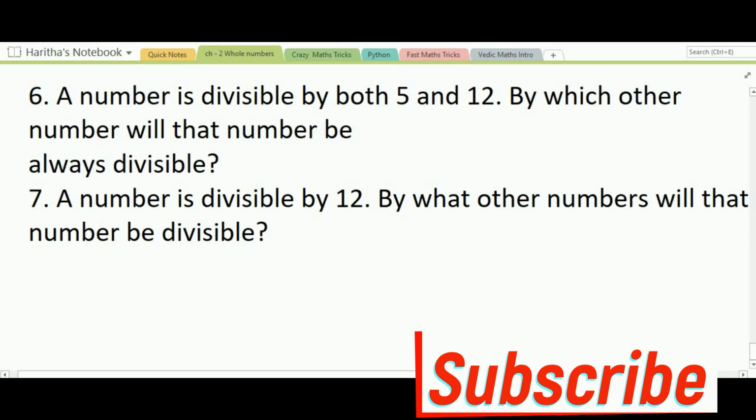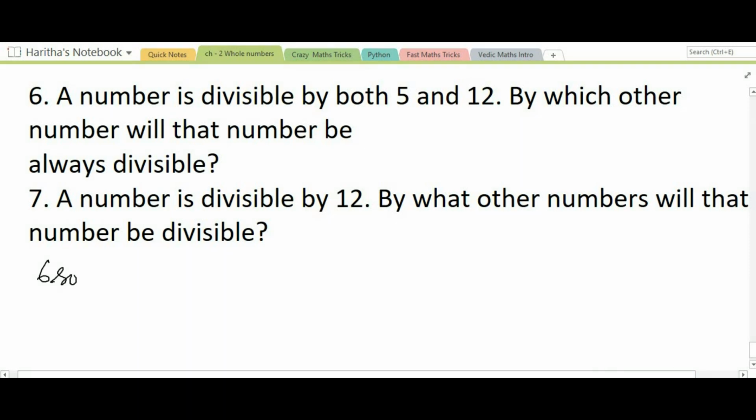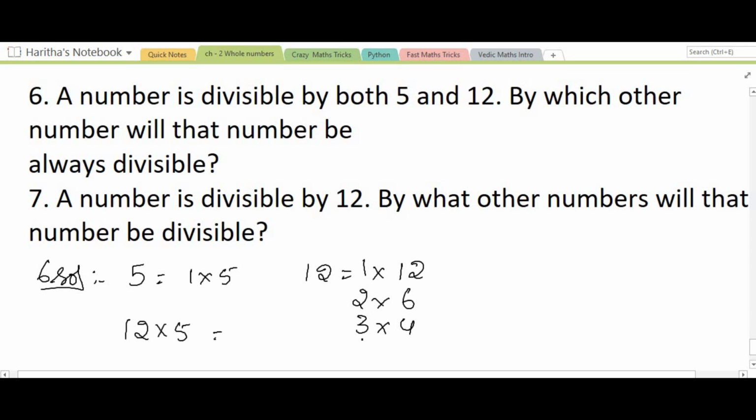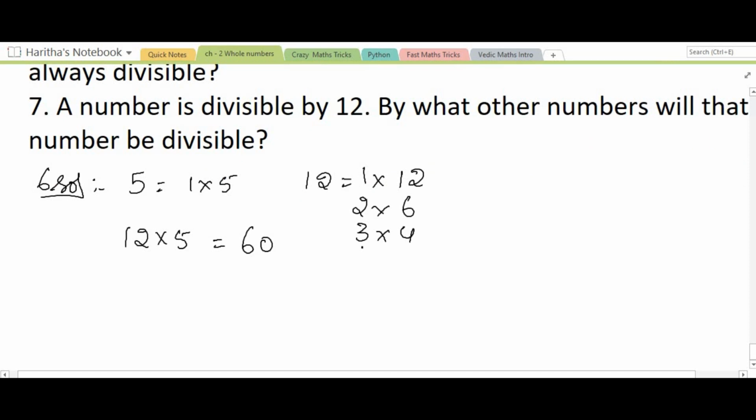Just find out what the common factor of 5 and 12 is. As you already know, 5 is a prime number, so we will not have more common factors, whereas 12 is a composite number, so it has more. But the only common factor you will get here is 1. So that is the reason we simply multiply those numbers, 12 and 5. So 12 fives are 60. Means whatever number is divisible by 12 as well as 5, that number is going to be divisible by 60. That's what they are asking.